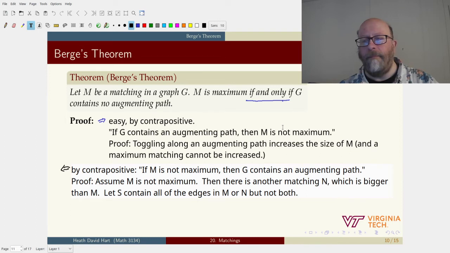Okay, so here's the idea. Because M cannot repeat vertices and N cannot repeat vertices, any vertex in S can only have a degree of 2 or less. It can touch an edge in M, but it can't touch more than one edge in M, because M doesn't repeat vertices. And it might touch an edge in N, but it can't touch more than one edge in N. And so S contains vertices of degree 0, 1, or 2.